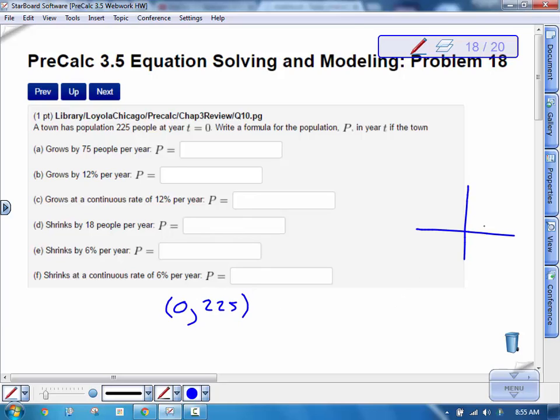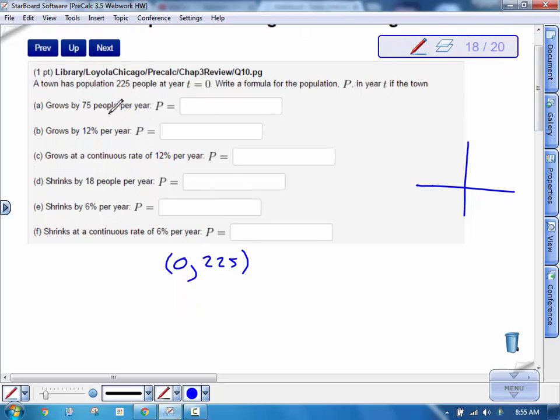And they give us the y-intercept of the graph. So that's important. Then if they want us to write an equation for population P in terms of year t, where it grows by 75 people per year, that's linear. It's a linear equation where we have the y-intercept, so that's y equals mx plus b, where the slope is 75. We're gaining 75, so it'll be 75t, using t instead of x. And the y-intercept is 225. So that would go here, 75t plus 225.